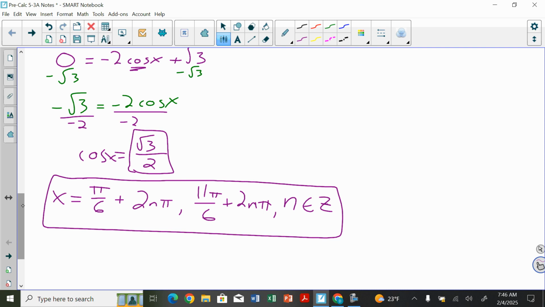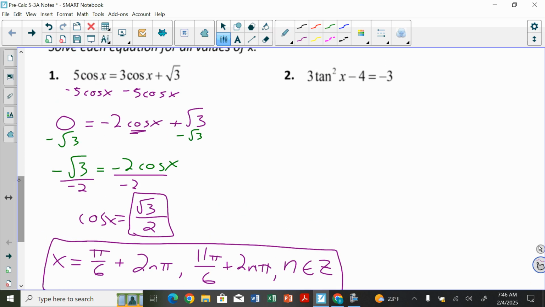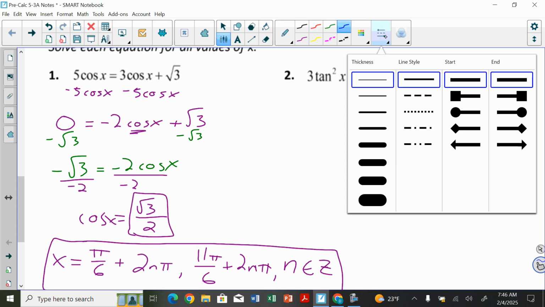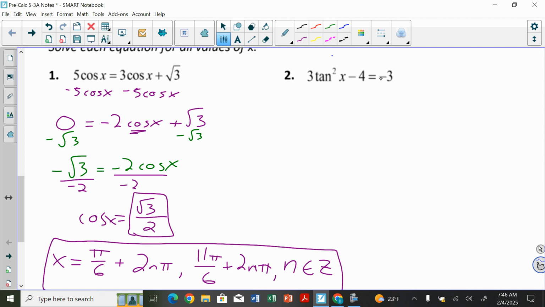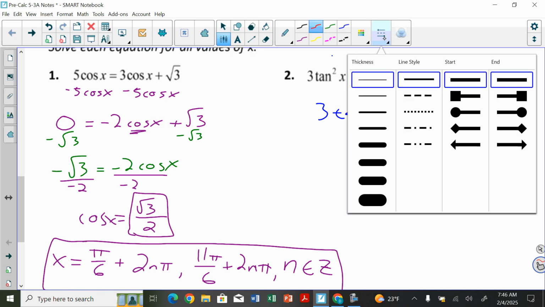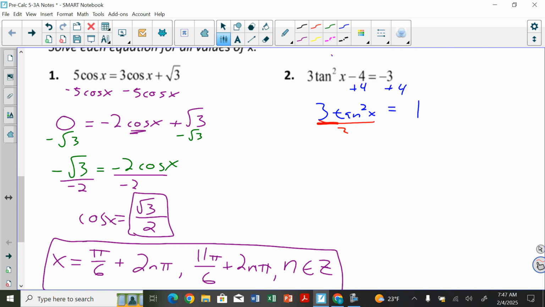Okay, let's do another one. Let's do number 2 here, just using algebra again. So my first step here is I'm going to take this and I'm going to try to isolate that trig function. So I'm going to add 4 to both sides. So I have 3 tangent squared x equals positive 1. Okay, now next thing, right, is to divide. So I'm going to divide by 3 on both sides. So now I'm going to be left with tangent squared x equals 1/3.